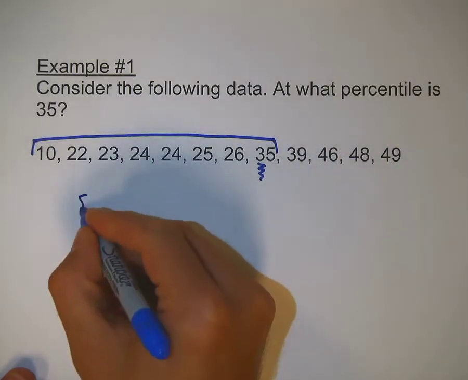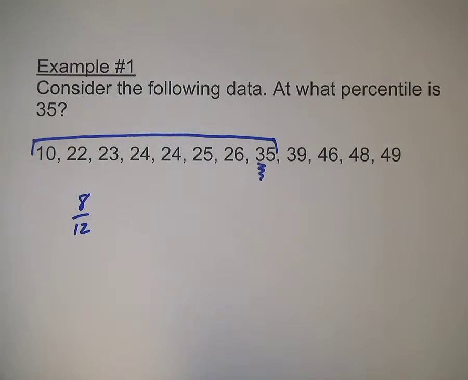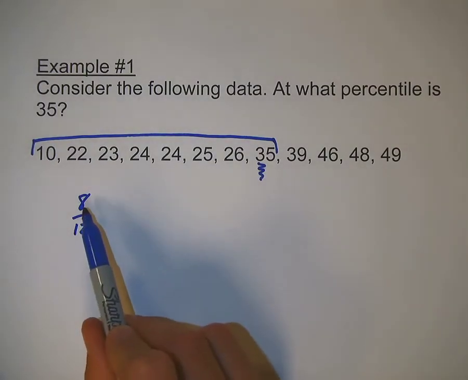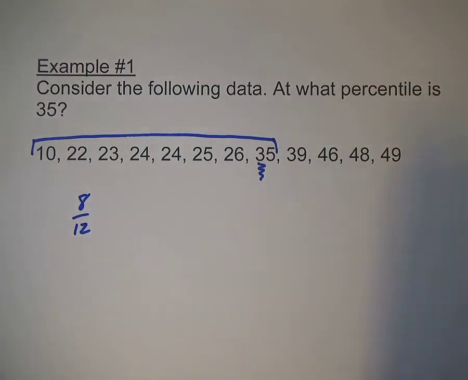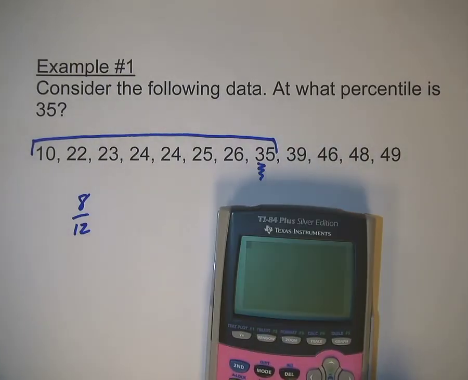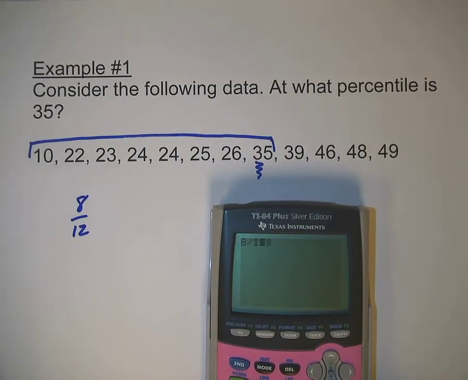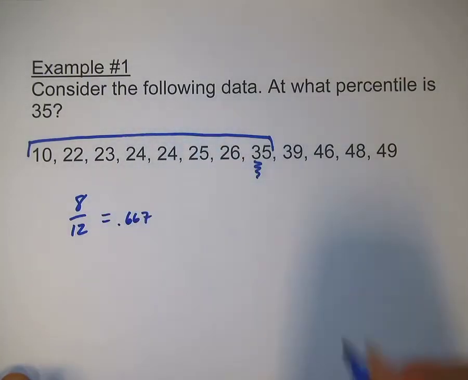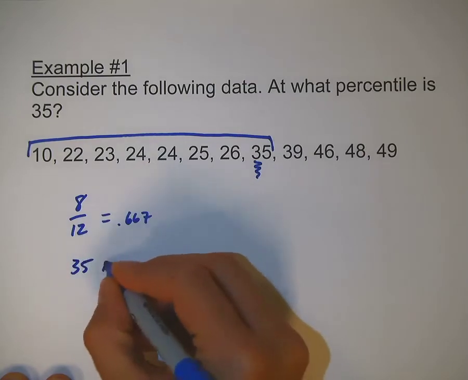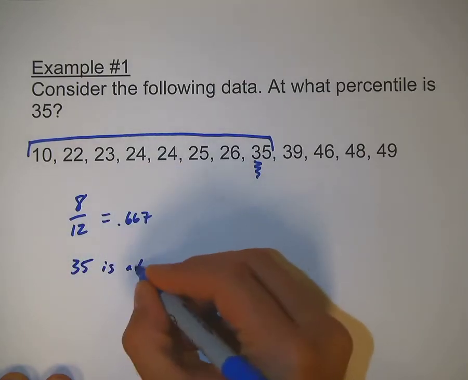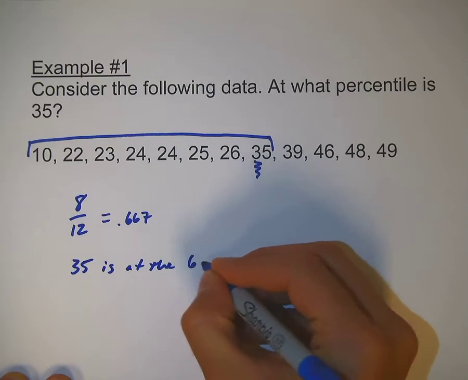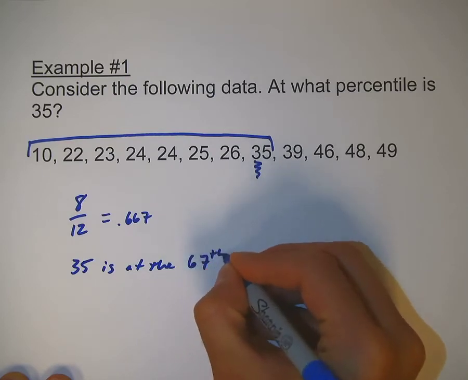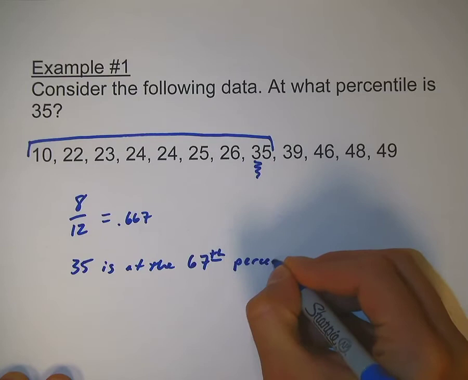So we want to figure out, it's greater than or equal to 8 of the 12 values. So as a decimal, let's calculate that. 8 out of 12 is 0.667 if we round it. So we will say that 35 is at the 67th percentile.